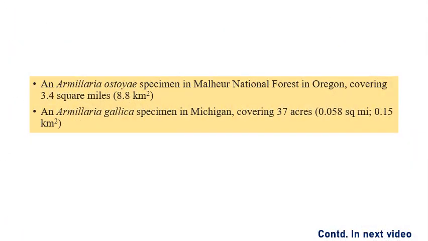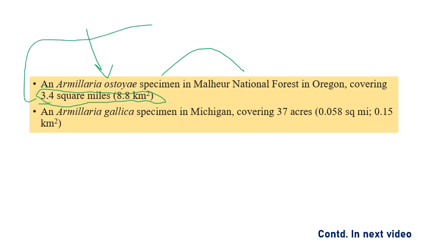One more important point I would like to tell: an Armillaria ostoyae specimen from the Malheur National Forest in Oregon covers 3.4 square kilometers, that is 3.54 square miles, from only one mushroom. This hyphal network connects one root to another, and at ground level it goes on and on. And one more thing, an Armillaria gallica specimen in Michigan covers 37 acres. The remaining general characters will be continued in the next videos.